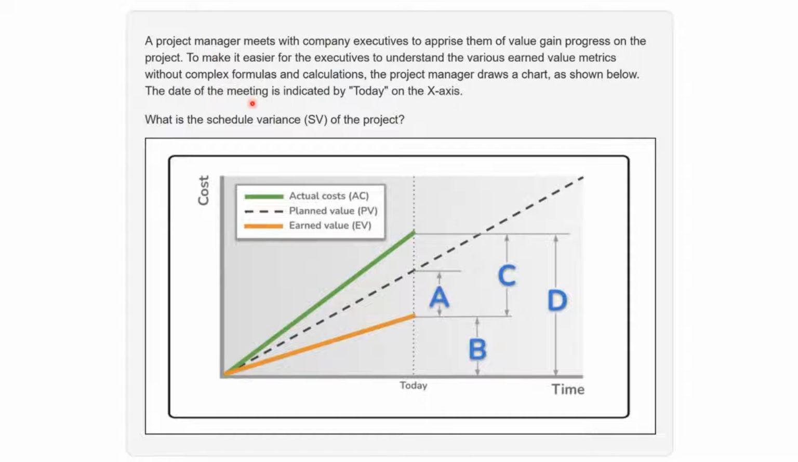The date of the meeting is indicated by today on the x-axis. So this here is today, okay? What is the schedule variance, SV, of the project? So is the schedule variance here A? Is the schedule variance this here B? Is it this here C? Or is it this big area right here? Is it D? All right, I'm going to give you about 20 to 30 seconds here because there's a bit of a delay when you type this into YouTube or Facebook or LinkedIn. So go ahead. Let me know what you think. Is it A, B, C, or D?